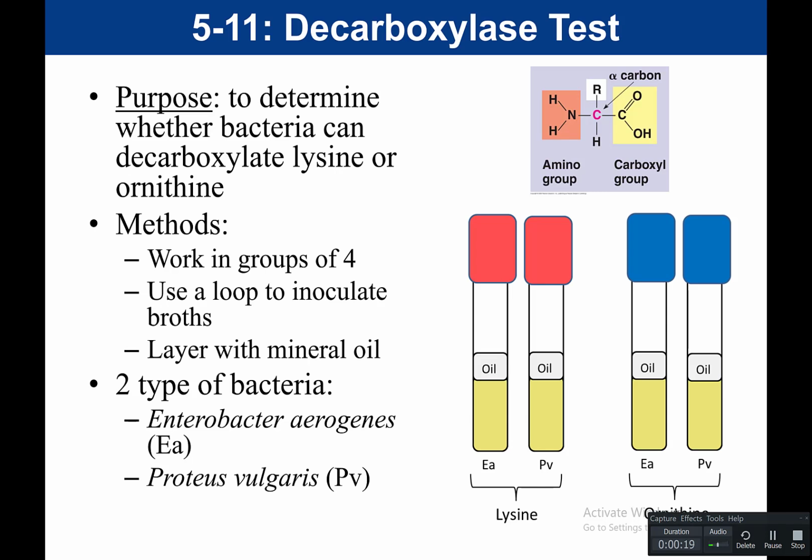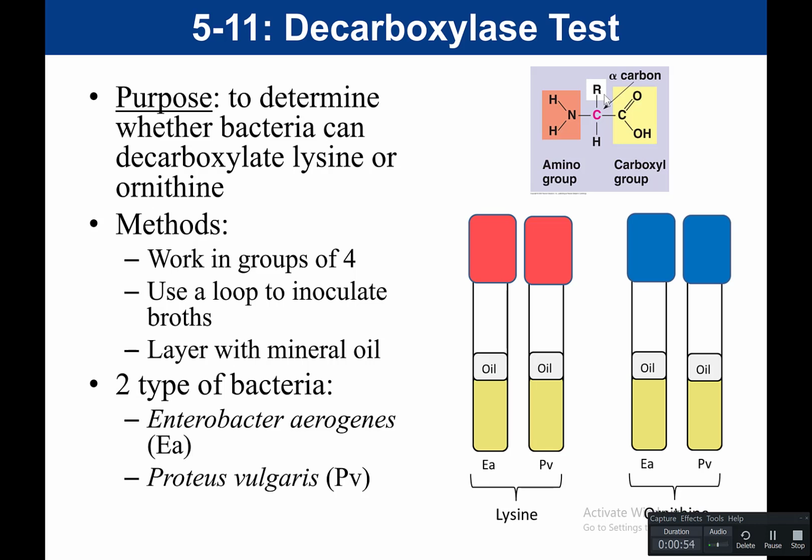So the purpose of the decarboxylase test is to determine whether bacteria can decarboxylate lysine or ornithine. Lysine and ornithine are amino acids. And if you remember in our chemistry lecture, when we talked about amino acids, they have this alpha carbon, they have an amino group, they have a carboxyl group, they have a hydrogen, and they have an R group. And remember that the R group is the variable portion of the amino acid. That's the part that's going to vary between lysine and ornithine.